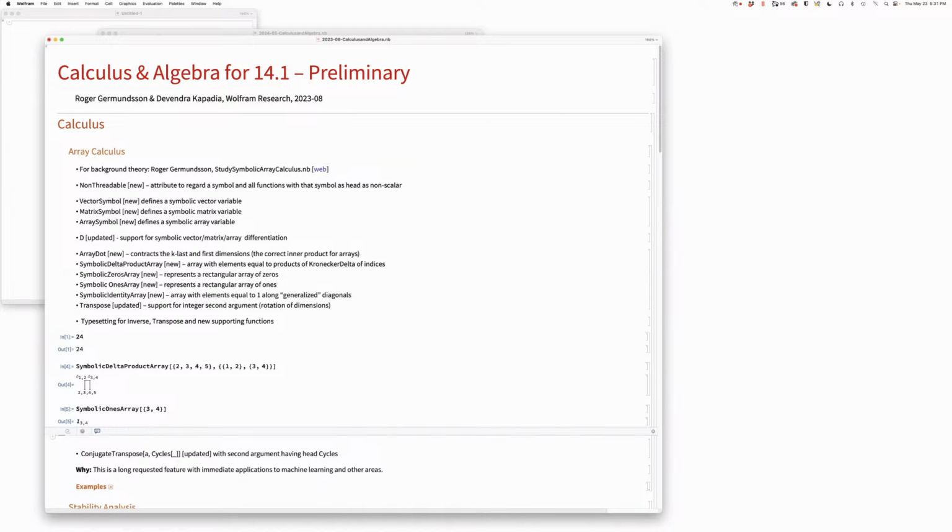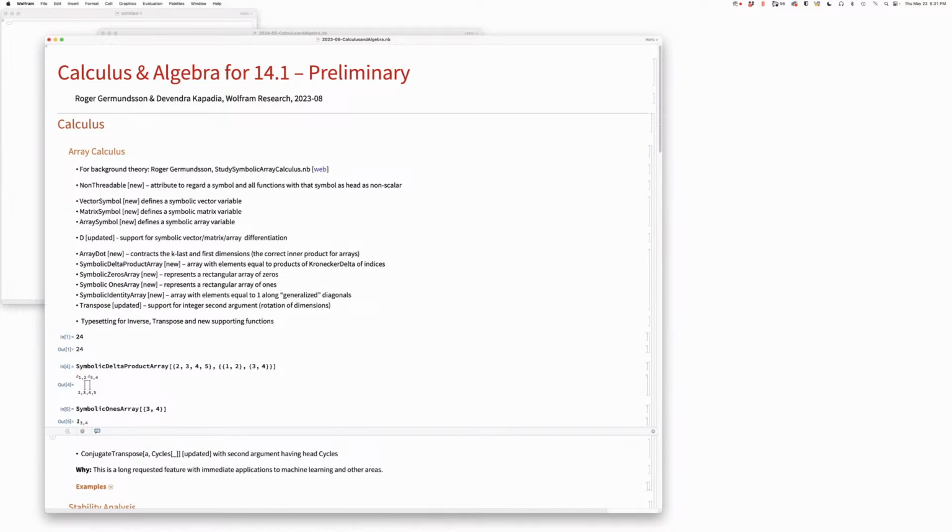Are you sure we even want a notation for this? Or is the notation so obscure we might as well just say symbolic delta product array? Well, Adam, do you have an opinion on that? I think we need the notation just to make the outputs compact. This thing will get produced by derivative.